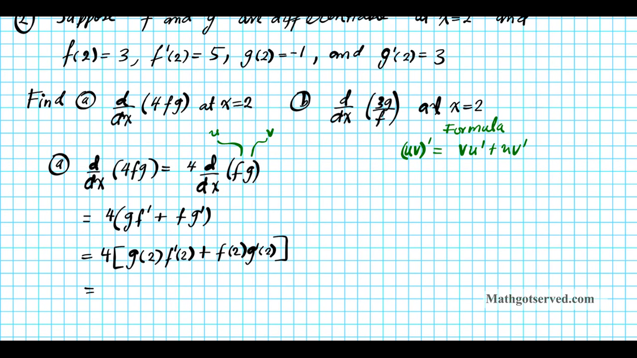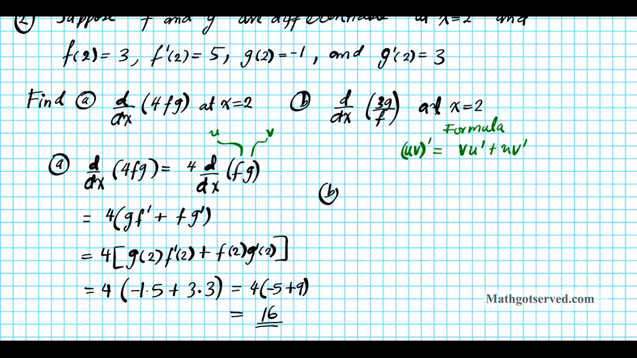Alright, so we're going to have 4 times g of 2, which is -1, times f prime of 2, which is 5, plus f of 2, which is 3, times g prime of 2, which is 3. Alright, so we'll work that out. We're going to have 4 times -5 plus 9, and our final answer is going to be equal to 16. Alright, so there you have it.